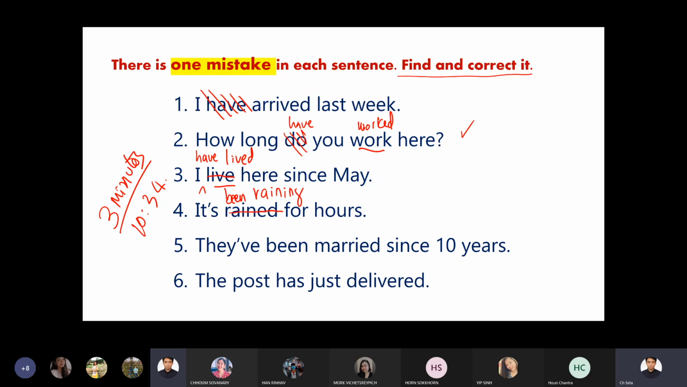Okay, number 5. They've been married since 10 years. We delete "since" and change it to "for". Yes, very good. They've been married for 10 years. Okay, number 6. The post just delivered. Has just delivered.